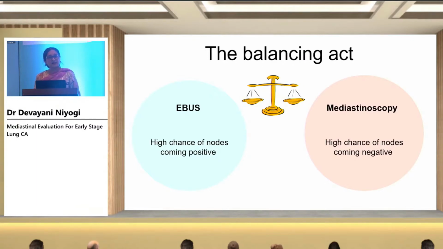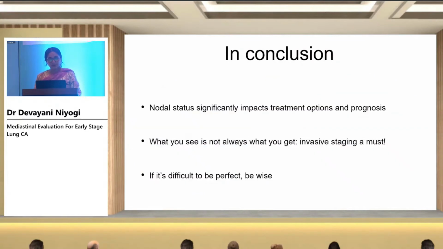But when on the PET scan you feel that the chances of the nodes coming positive are low, it's best to go in and do a mediastinoscopy, send the nodes for frozen, and if they come negative, proceed with surgery. So this is the balance that we can find between the two procedures.